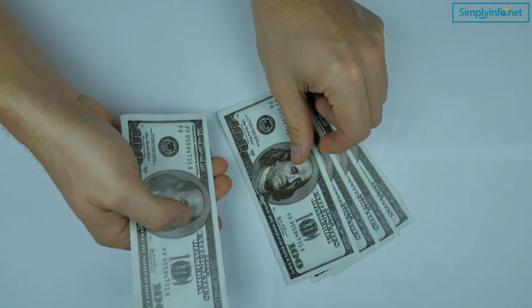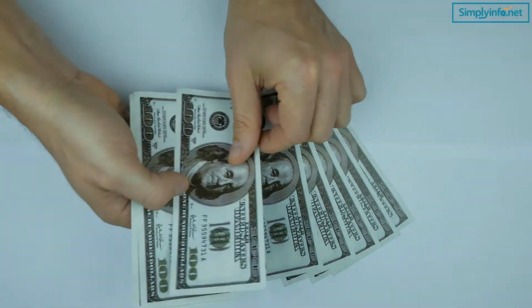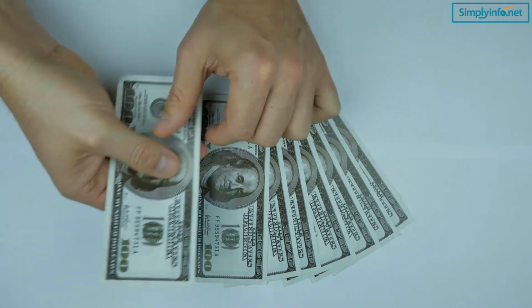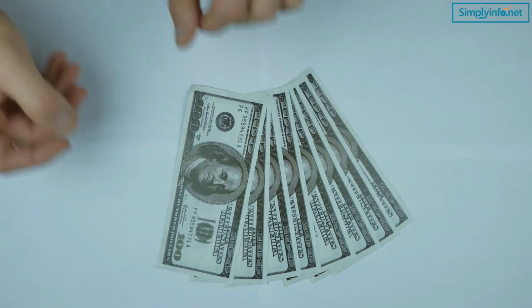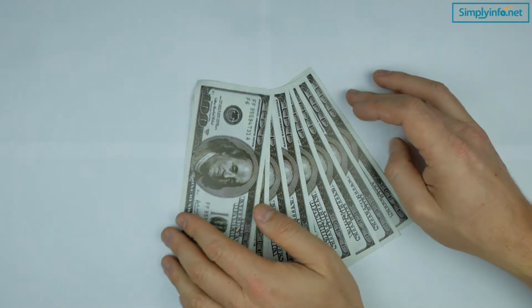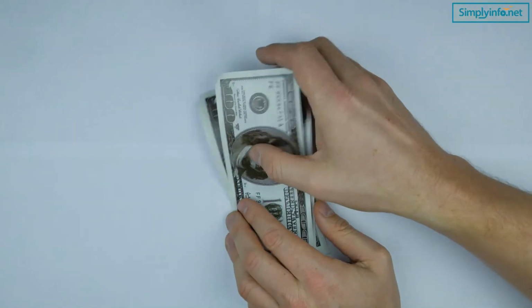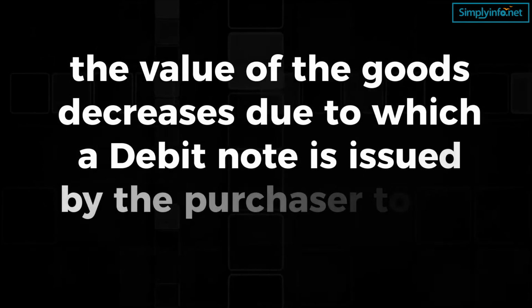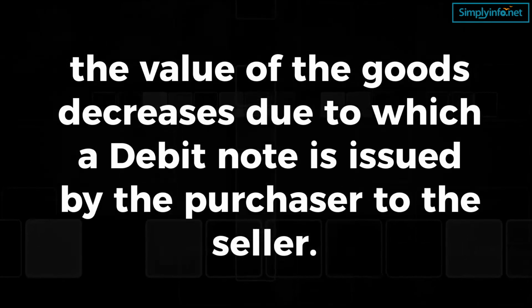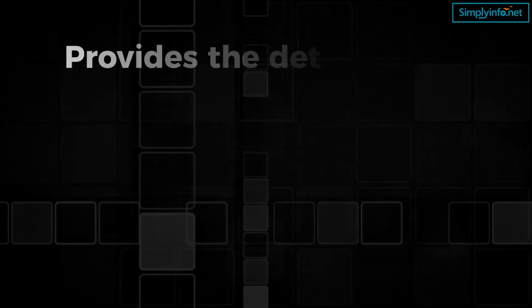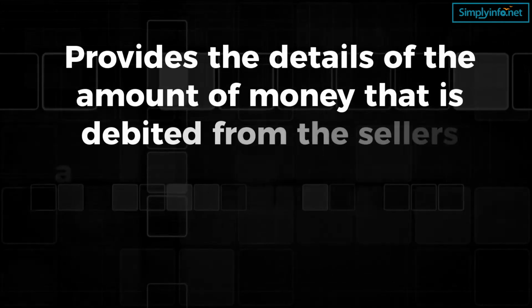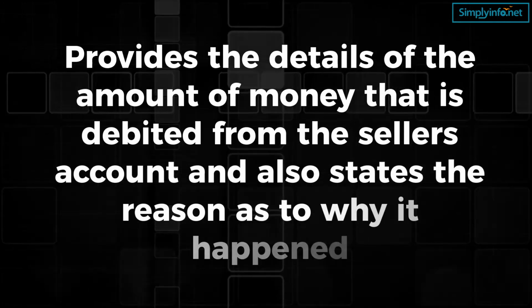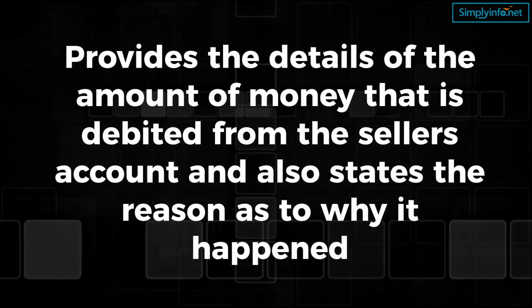The situation in which a debit note is issued is when there is a change in the value of the goods after the goods are delivered and the invoice issued by the seller. This can be due to various reasons as previously mentioned, such as bad quality of goods delivered, return of goods as they are not up to the mark, etc. In this case, the value of the goods decreases, due to which a debit note is issued by the purchaser to the seller. The debit note provides the details of the amount of money that is debited from the seller's account and also states the reason as to why it happened.